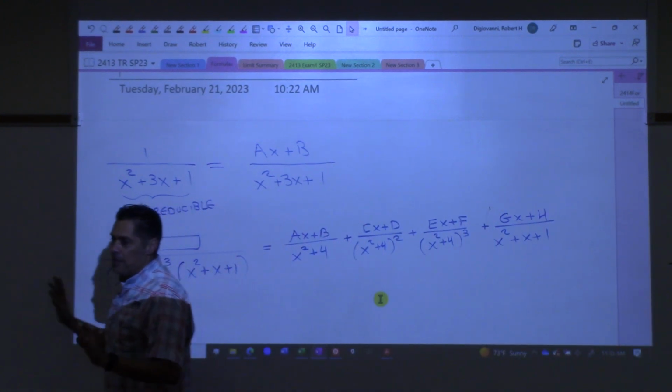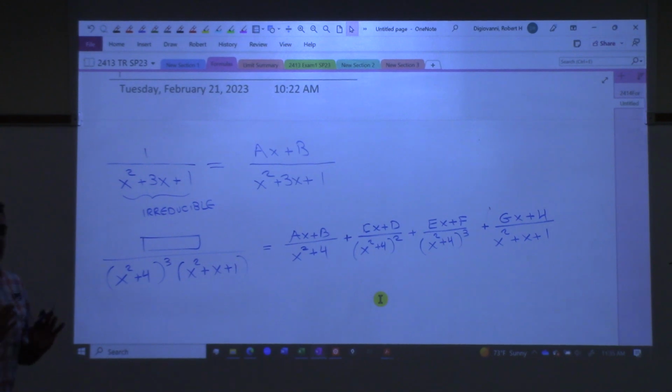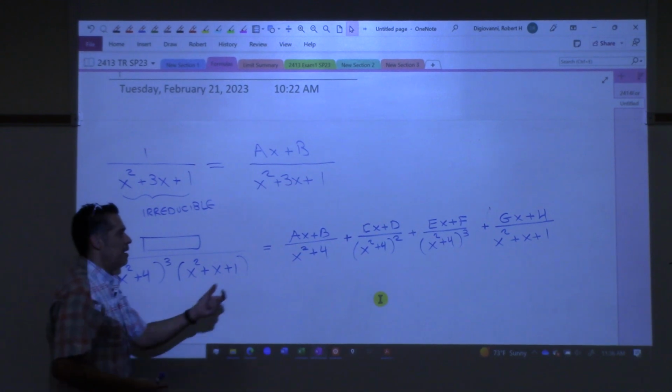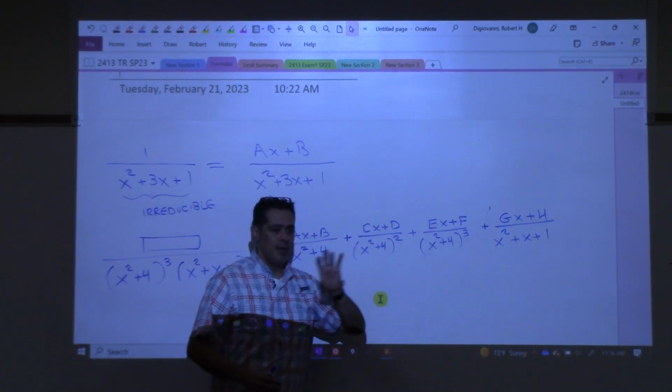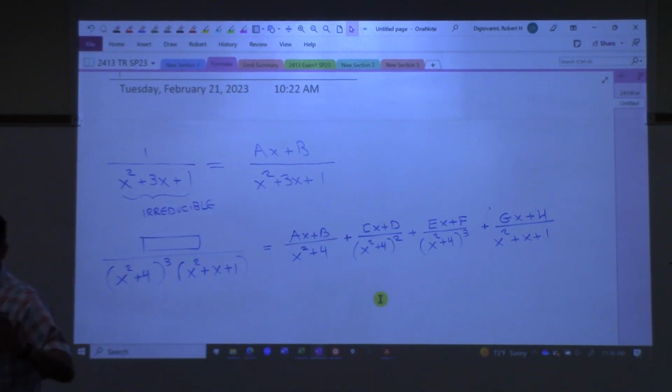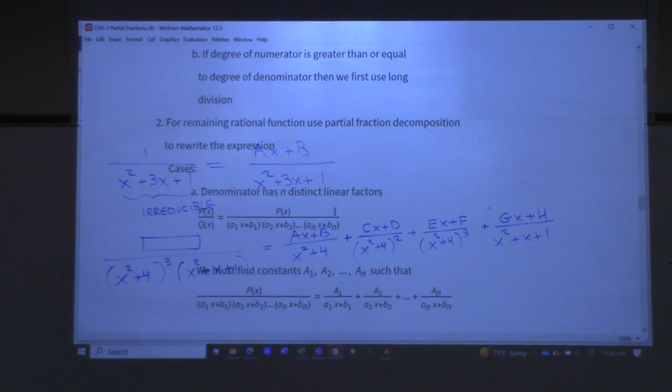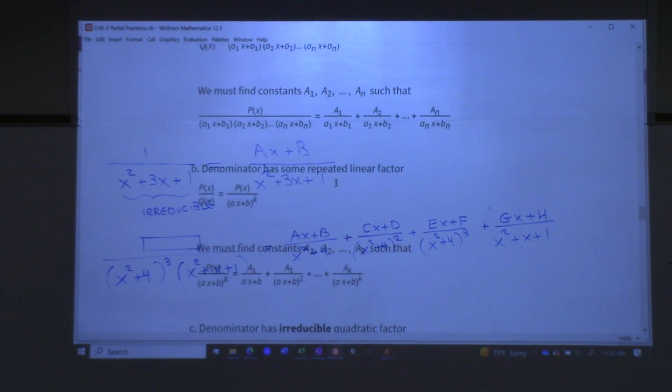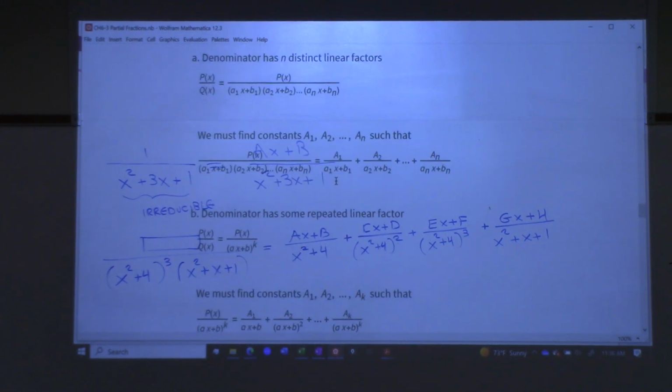So let me see if we can recap. For each linear factor in the bottom, we have to do a number over that linear factor. If the linear factor is repeated, then we have to do it several times till we build up to the power. And if the bottom is an irreducible quadratic, then we do the same process, but up top is linears instead of just constants. This is what my notes say. Maybe it makes a little more sense now.